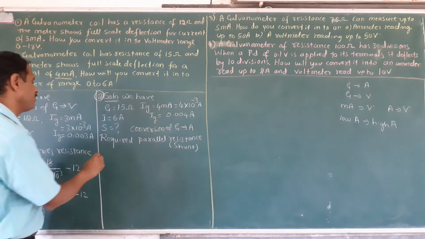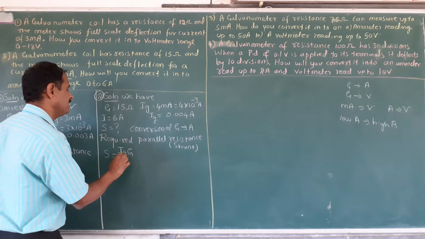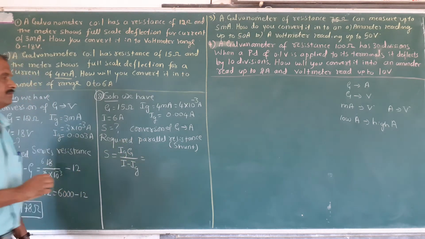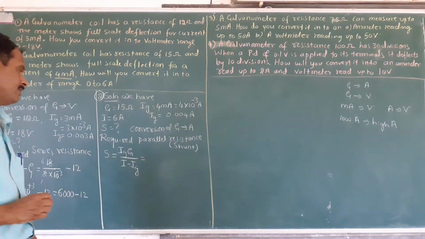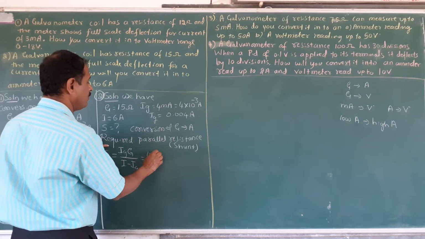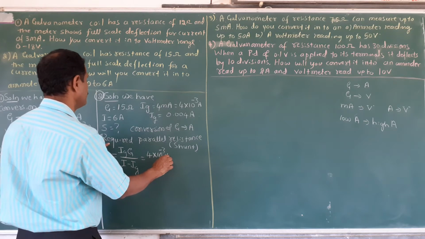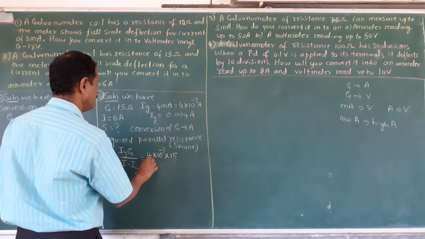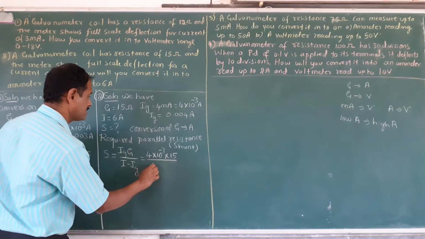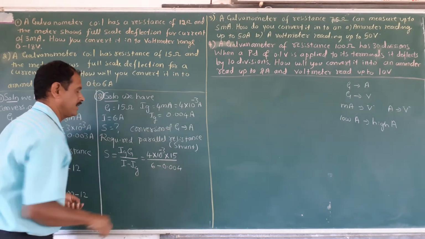Shunt resistance formula, S is equal to Ig G upon I minus Ig. What is Ig? Ig is 4 into 10 to the power of minus 3, into G, this is 15, divided by I minus Ig, 6 minus 0.004.